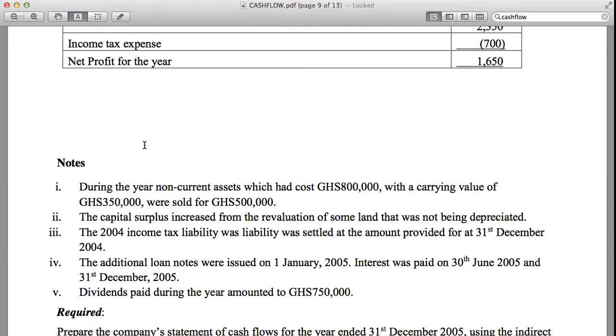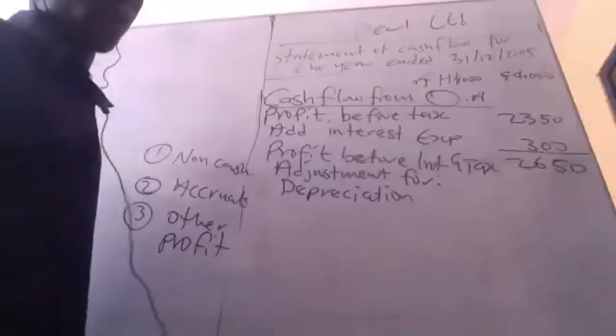During the year, a non-current asset which had a cost of 800,000 with a carrying amount of 350,000 was sold for 500,000. So now let's see what we will do. Now we are going to calculate the depreciation. Let's go and work for the depreciation first.